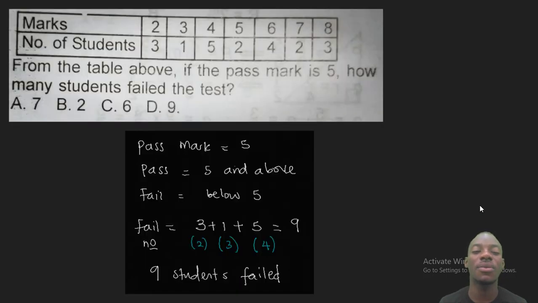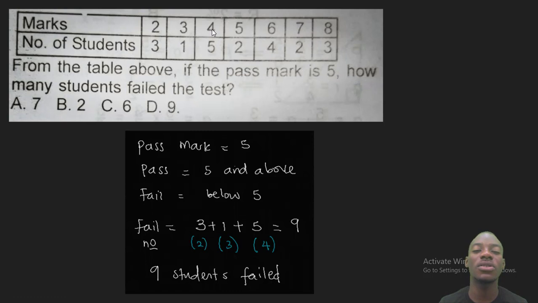Now this question says from table above, find the pass mark. If the pass mark is 5, how many students fail the test? That means those that pass are 5 and above, and those that fail, these are the marks. So from 5 and above passed, and from 4 and below failed. That's actually the fail.